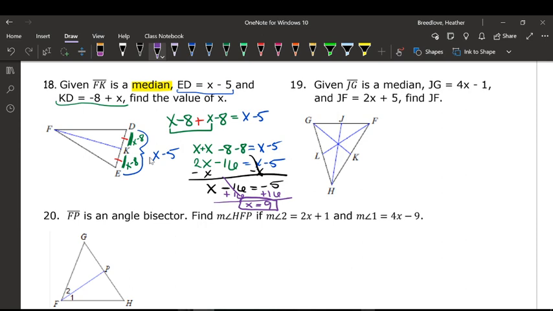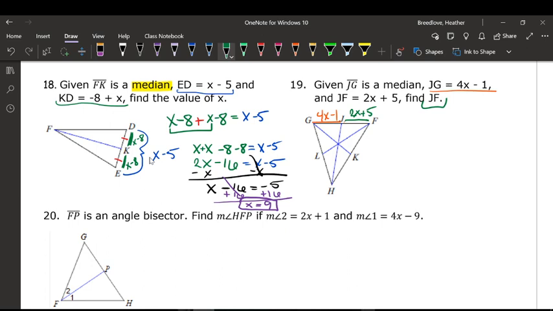Okay, so then number 19 should be a similar problem. Given the segment JG is a median, and the JG is 4x minus 1. Let's see. JG is 4x minus 1. Over here is 4x minus 1. And JF is 2x plus 5. So this side is 2x plus 5. Find the length of JF. So I'm going to find the green one.